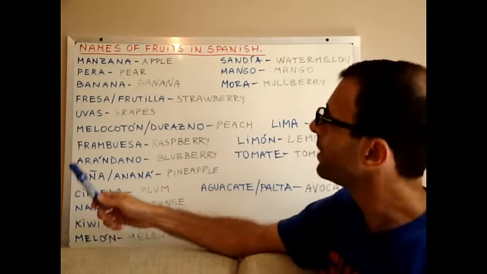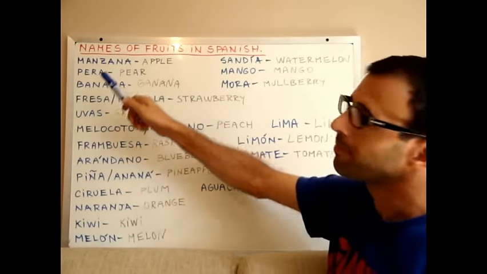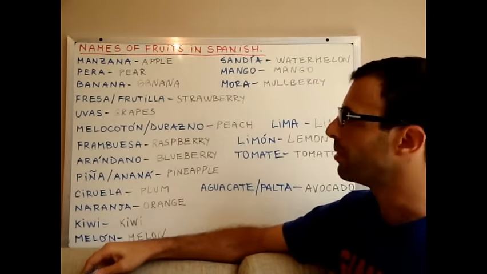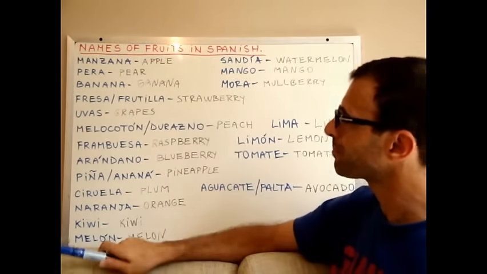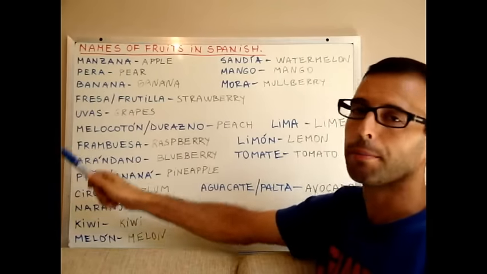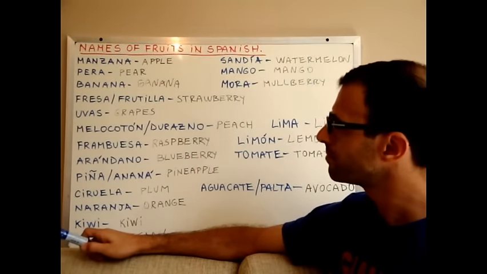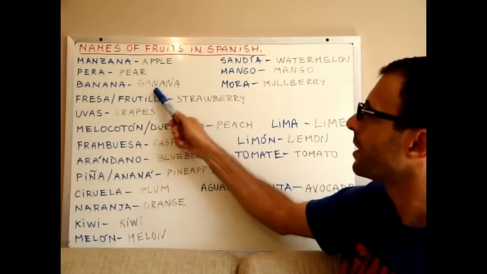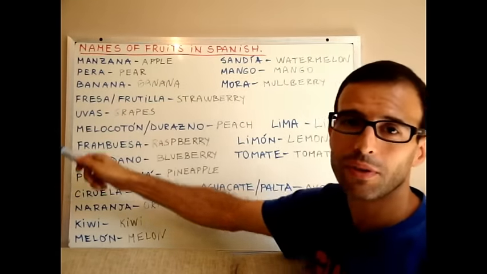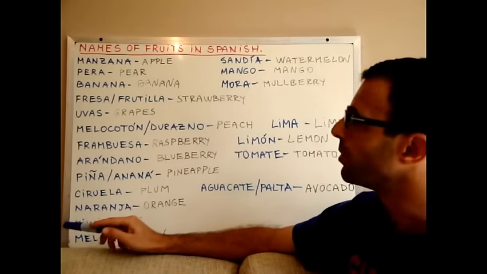Usually it's the apple, right? Manzana. Manzana is apple. We have these three syllables. Pera for pear. Pera. Banana is banana. This one is almost all the languages in the world, I think it's the same word.